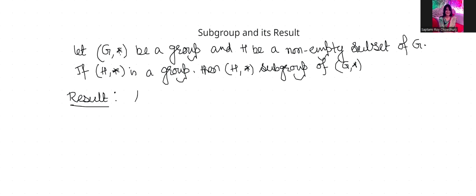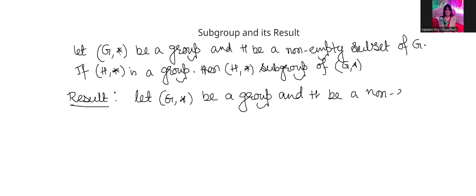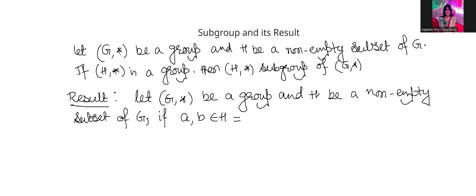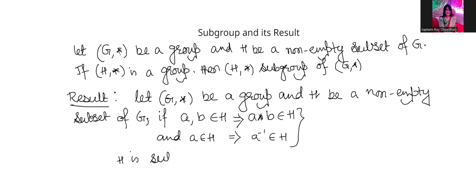Let G comma star be a group and H be a non-empty subset of G. Then we have to show if A, B belongs to H implies A star B also belongs to H, and A belongs to H implies A inverse belongs to H. If we can prove these 2 conditions, then it will prove that H is a subgroup of G.